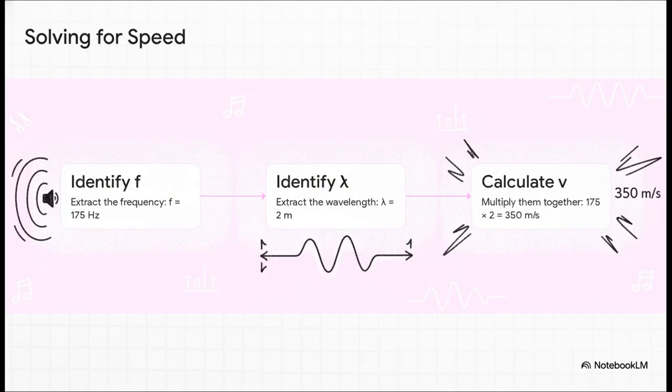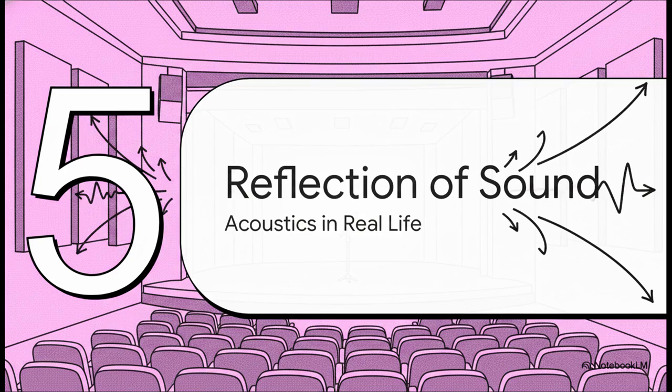Let's actually solve a classic textbook problem together so you're totally prepared. The question is, a sound wave with a frequency of 175 Hz has a wavelength of 2 meters. Calculate the speed of sound. Okay, step 1, let's grab our data. f is 175, step 2, lambda is 2, step 3, we just plug those into our awesome formula and multiply. 175 times 2 gives us a wave speed of 350 meters per second. Boom! Easy, right?